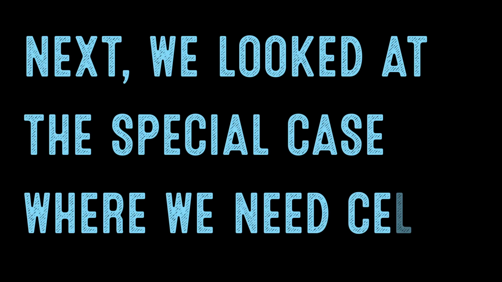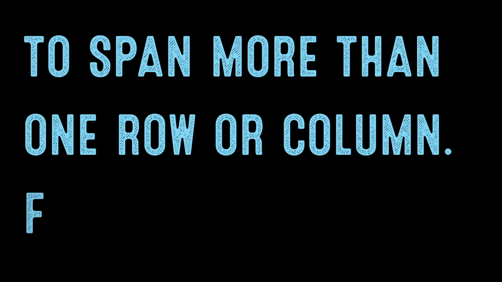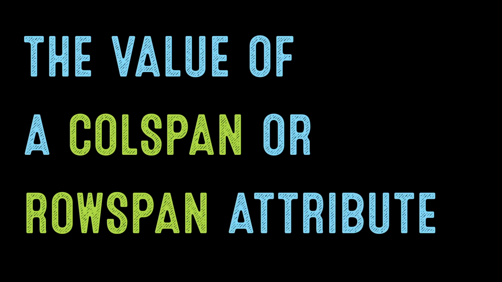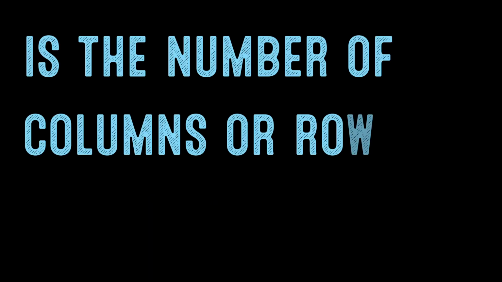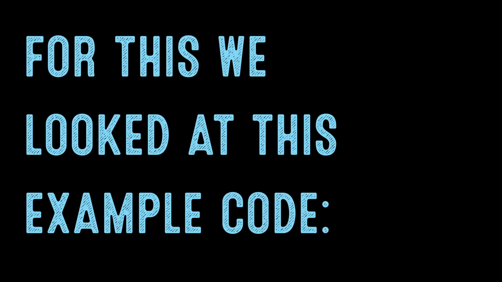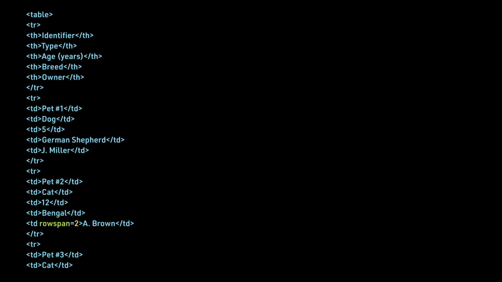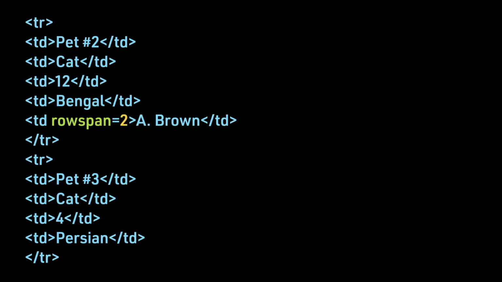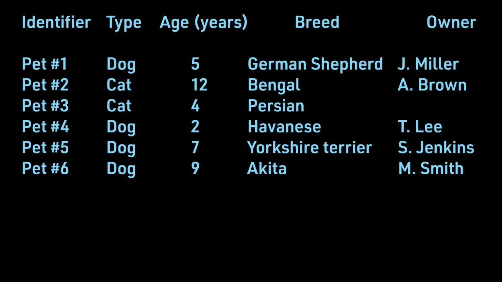Next, we looked at the special case where we need cells to span more than one row or column. For this instance, you would need to use the colspan and the rowspan attributes that you can add to a table data or table header element. The value of a colspan or rowspan attribute is the number of columns or rows that the cell should span. With the value as a number, no quotes are needed. For this, we looked at this example code. It would display like this. The cell containing A Brown spans 2 rows.